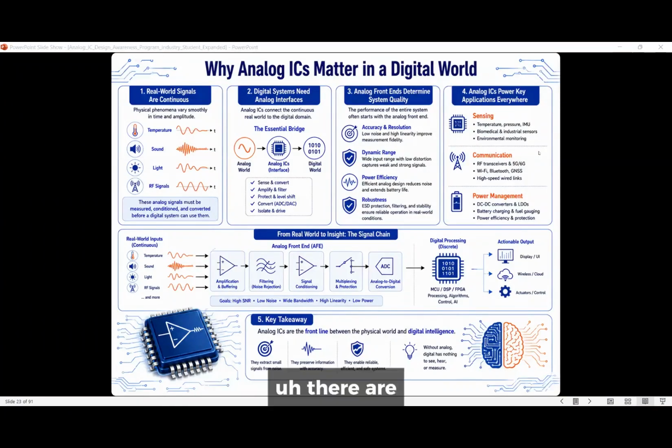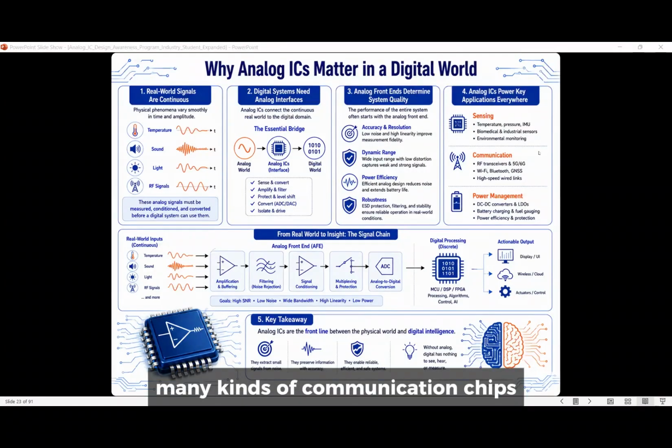Okay, there are many kinds of communication chips.